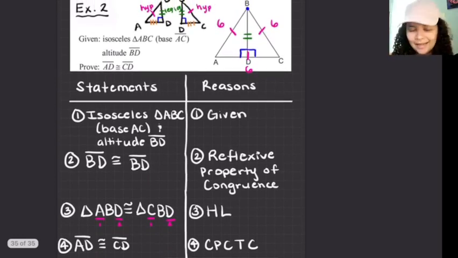Alrighty, y'all. So like I said, proofs can be a little bit difficult, but it's okay. Just keep practicing. Look at some more proofs online. Try to do some more on your own. Do practice worksheets, because the more you practice, the easier it gets, okay?